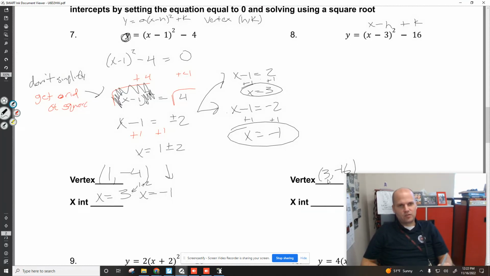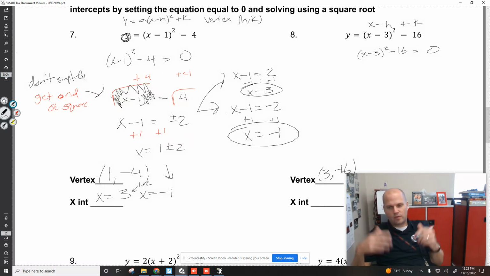Here, vertex 3, negative 16. X-intercepts. Set your equation equal to 0. Isolate the square. This is what we need to isolate, this whole thing. Don't worry about getting the x by itself yet. We've got to get rid of the square first. It's like order of operations. Get rid of the square first. How do I get rid of the square?